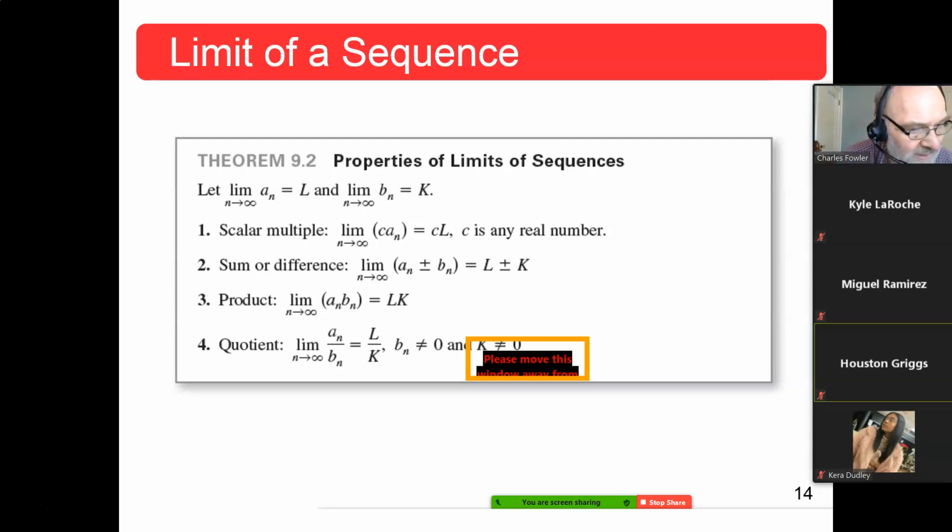This is the top of page 590. Let the limit as n approaches infinity of a sub n equal L.